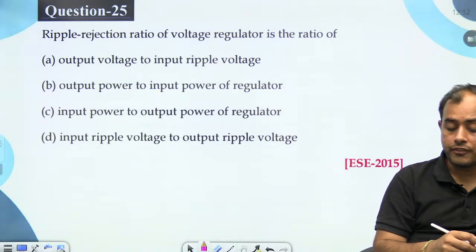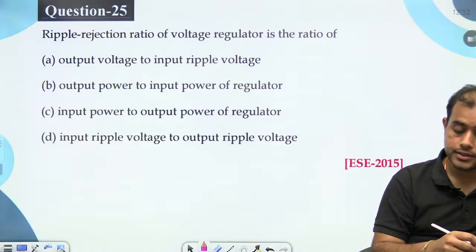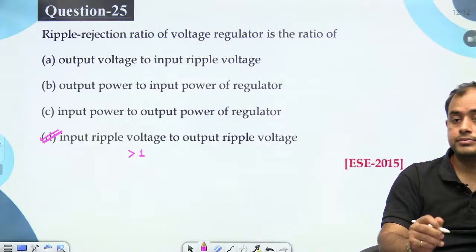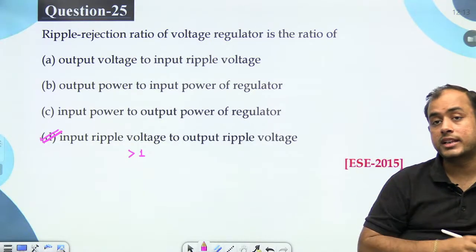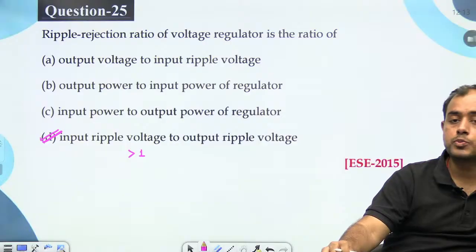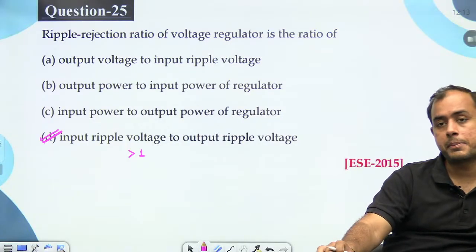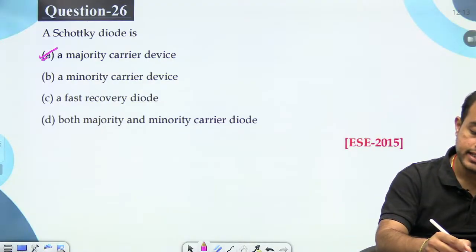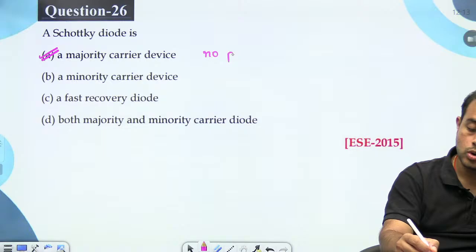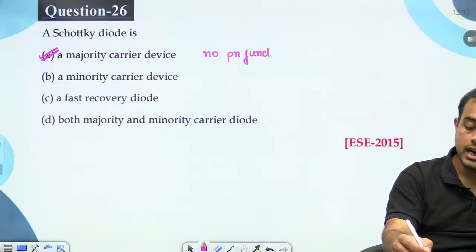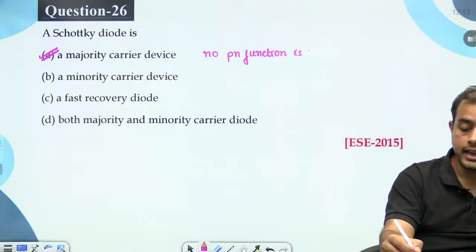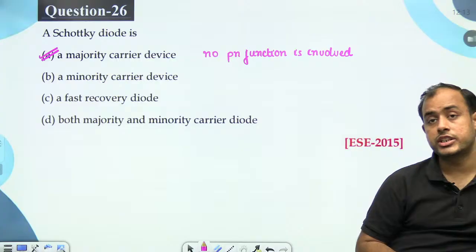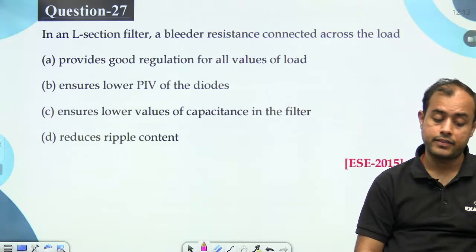Ripple rejection ratio of a voltage regulator is the ratio of input ripple to output ripple. This should be greater than 1. Okay. इनपुट का रिपल आउटपुट के रिपल से ज्यादा होना चाहिए. ये कह दो आउटपुट में रिपल कम जाना चाहिए. Output ripple should be less. Schottky diode is a majority carrier device because there is no PN junction. तो जहां भी PN junction involve होगा, that is a minority carrier device. Okay. Wherever PN junction is involved, it is a minority carrier device.